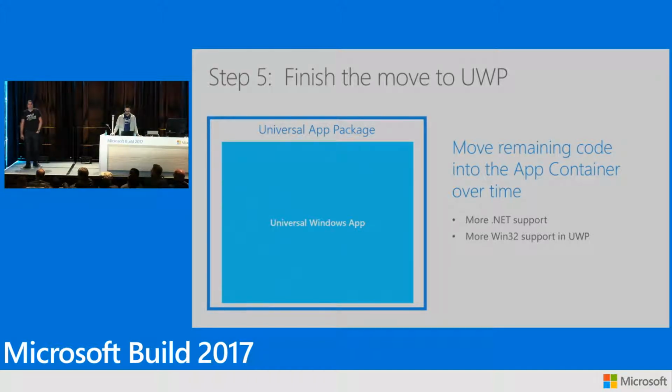So for the developers that I've spoken with, the reason that they end up at step 4 for a while is they have some amount of code that they could rewrite and make fully UWP compliant, but they just don't have time to do it right now. They decide, you know what, I've got other things to do. I've got to go build features. I don't really want to do that.